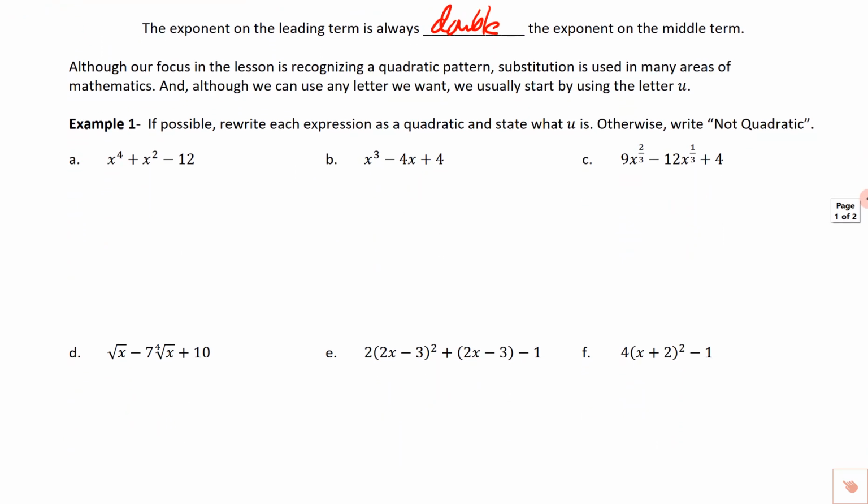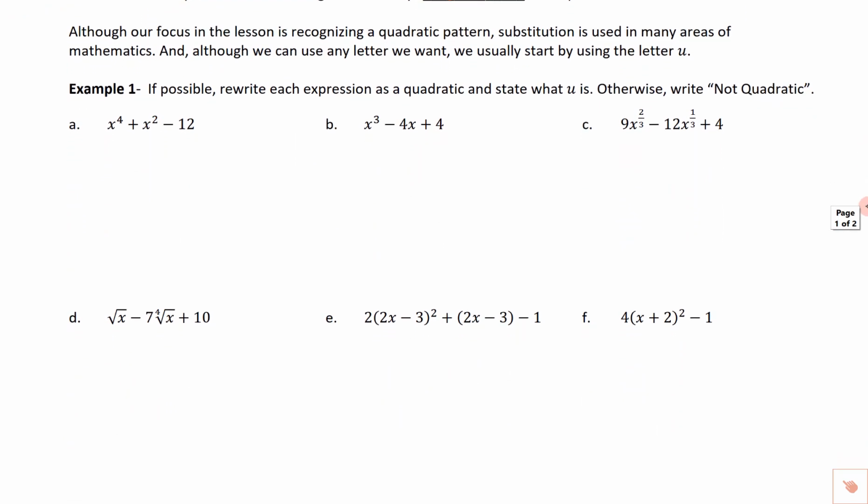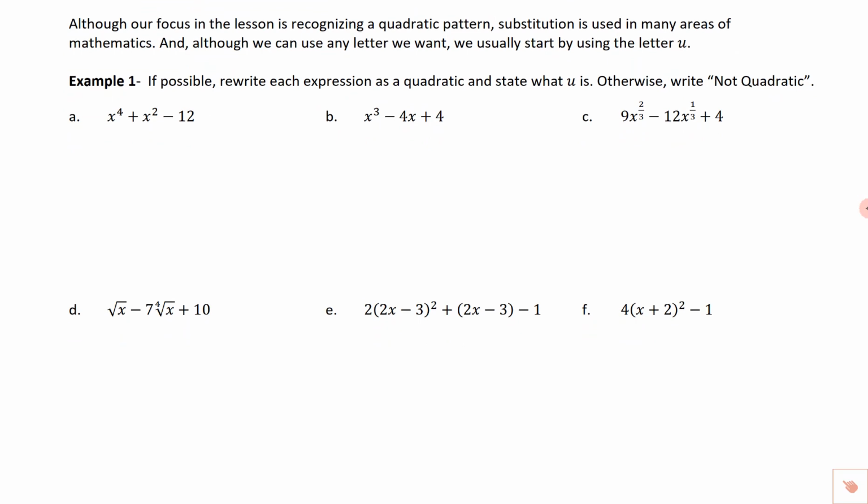And just recognize that we can do u substitutions and substitutions of a lot of different types in many areas of math, but we usually just start with the letter u. I'm not sure why they chose that, but that's what they did. So all we're going to do here is rewrite each quadratic with a u, and we're going to state what u is. We'll make sure that we do that. And then if it's not quadratic, we'll just write not quadratic and move on.